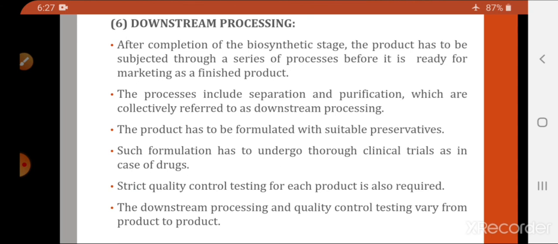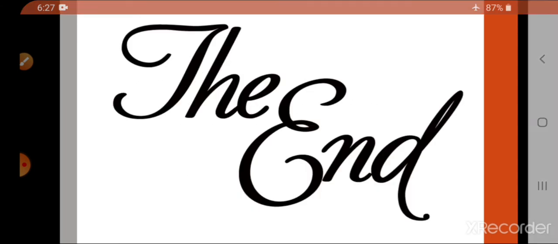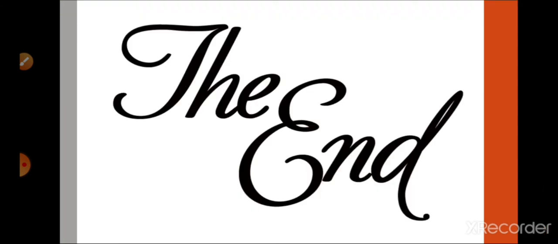So those are the various steps of the recombinant DNA technology. I come to the end of this chapter. In the next chapter we will be studying the applications of the recombinant DNA technology.